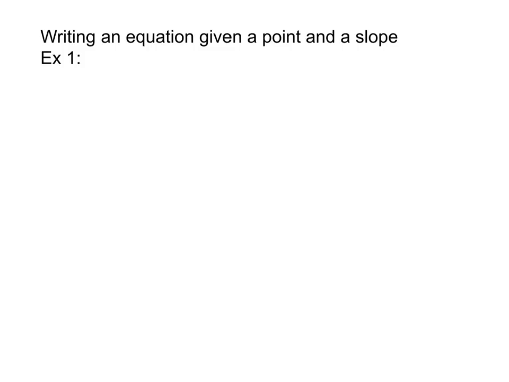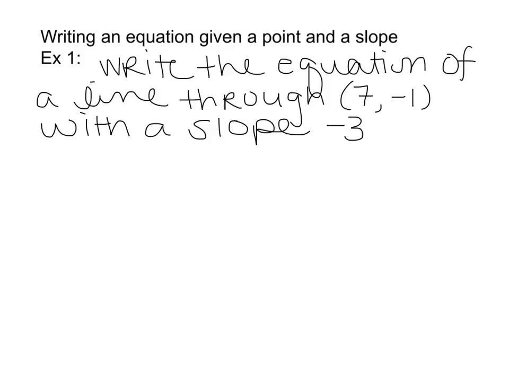Let's look at example 1 on how we write an equation when we're given a point and a slope. We are going to write an equation of a line through the point (7, -1), and it has a slope of -3. So (7, -1) is my point that was given to you. 7 is my x value. -1 is my y value.